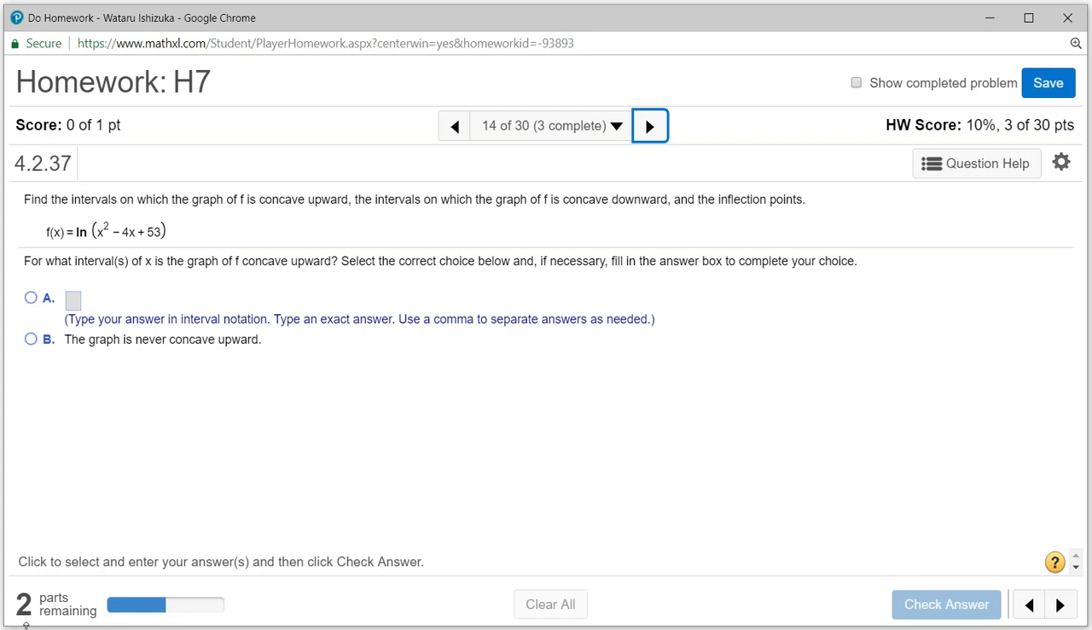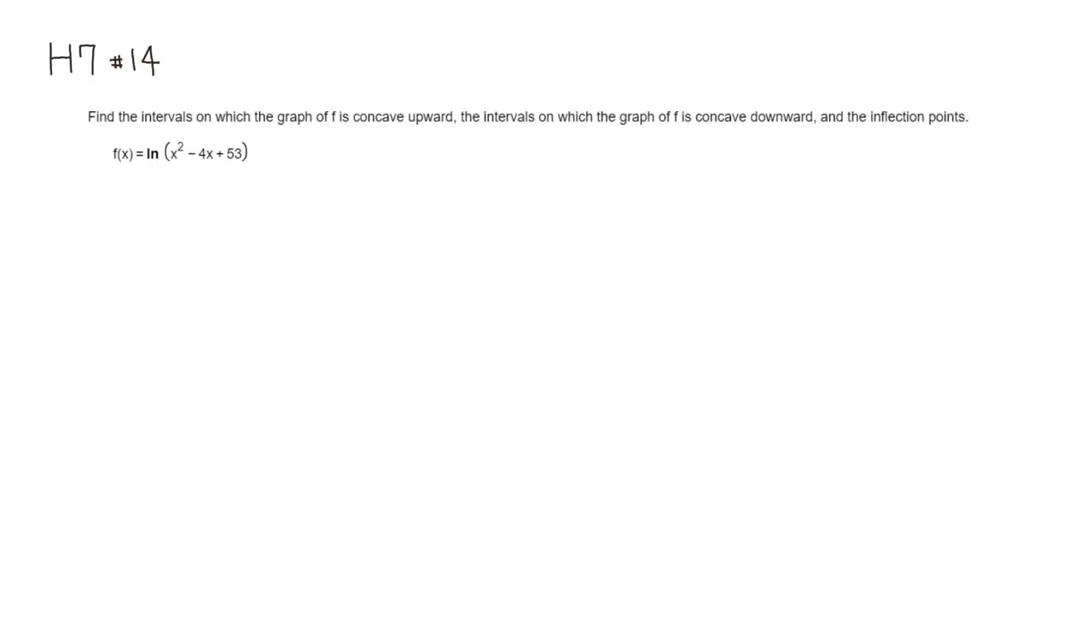Alright, let's look at homework 7, problem number 14. We want to find the interval of concave upward, concave downward, and inflection points. So let's do that. Let's take the derivative.